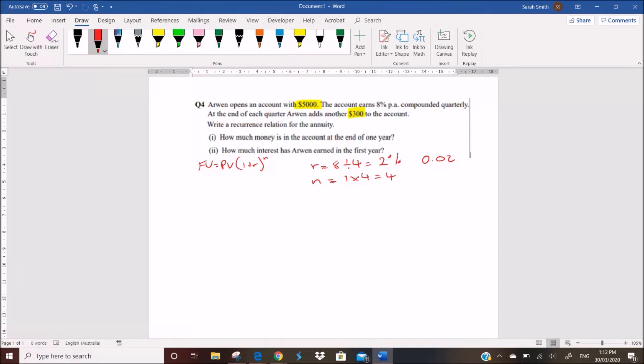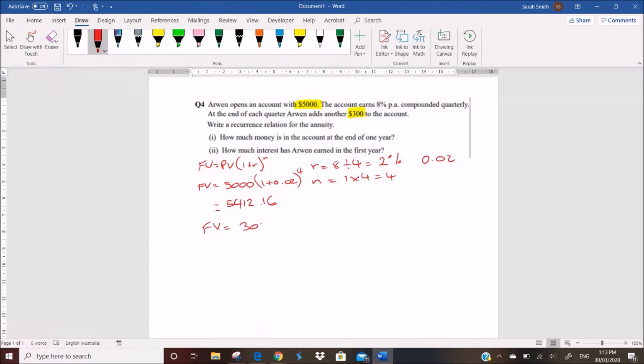So our future value of the initial 5,000 will be 5,000 times 1 plus 0.02 to the power of 4. We'll put that into our calculator and we'll get, that will equal 5,412.16.